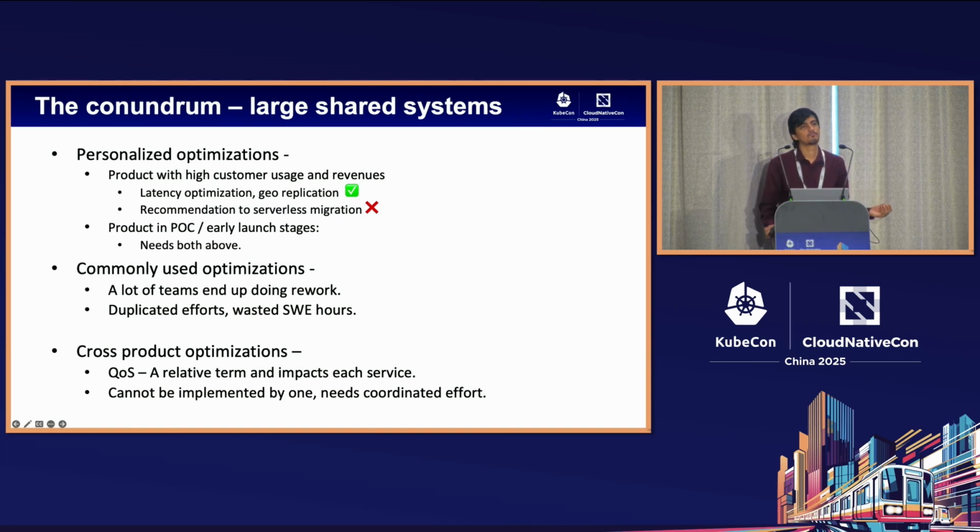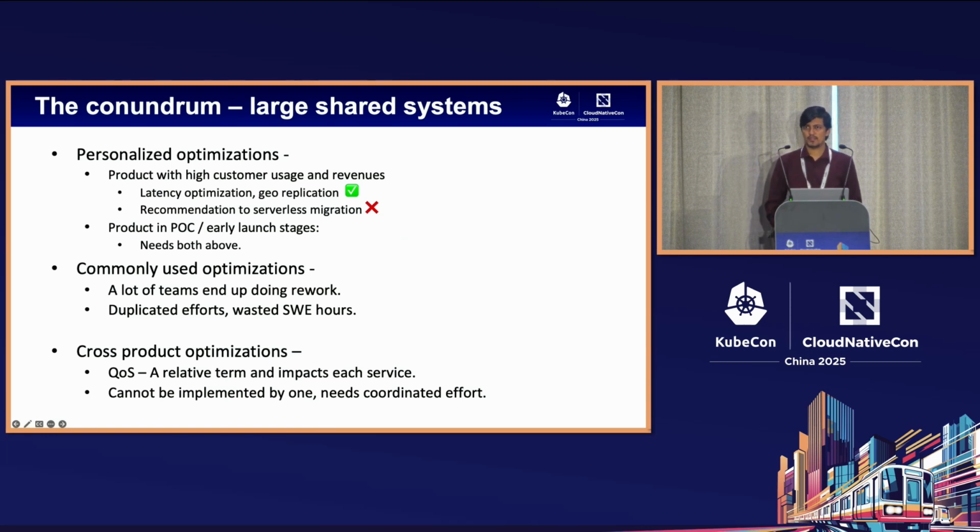You sometimes have some kind of optimization like QoS or priority class implementation where you need to consider a lot of, in fact, almost every other application that is present in the system because they are related terms. So it needs another coordinated effort, and it's still a difficult task to do.